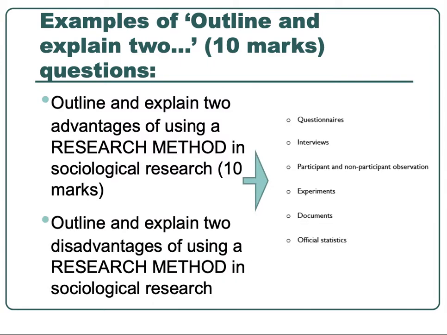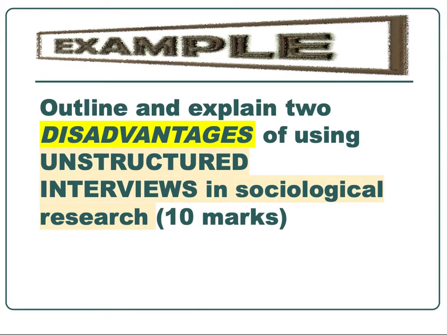Based on the specification and our knowledge of the question commands, we can also propose a hypothetical question that asks you to outline and explain two advantages of using one of the research methods listed on the specification or their variations, or to outline and explain two disadvantages or limitations of using one of the research methods, again, or their variations listed from the specification. Note the examiner may ask you about one of these methods as listed here, or as a specific variation, such as personal documents, as a variation of documents. For example, in this case, outline and explain two disadvantages of using unstructured interviews in sociological research, for 10 marks.